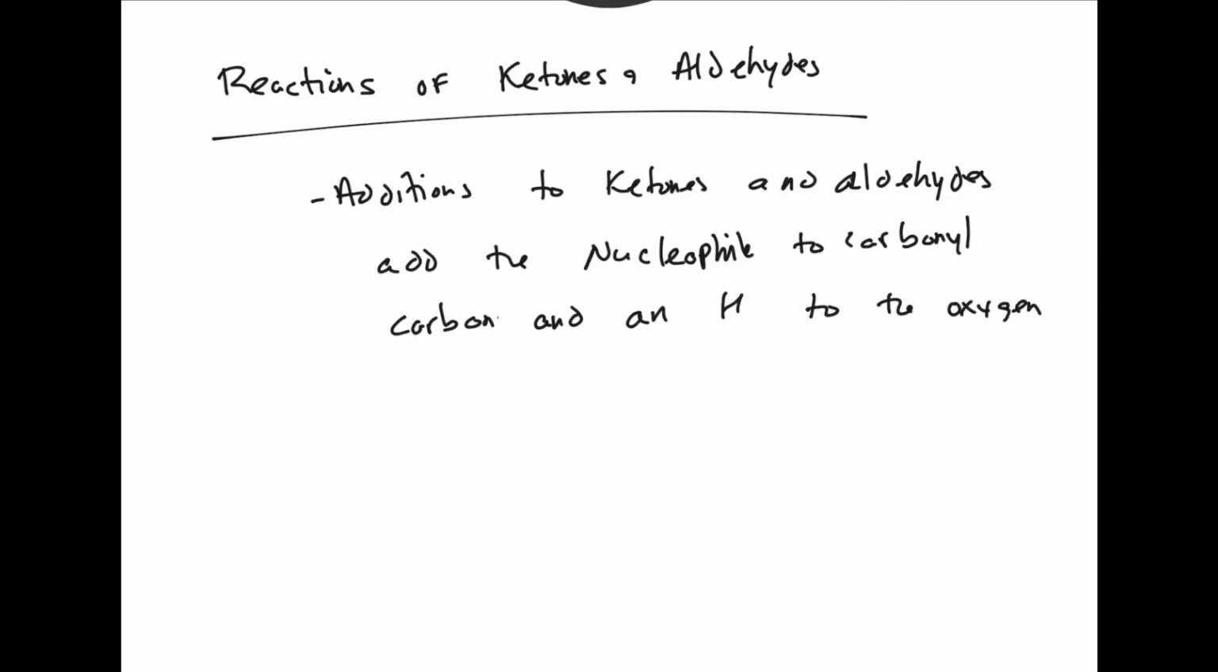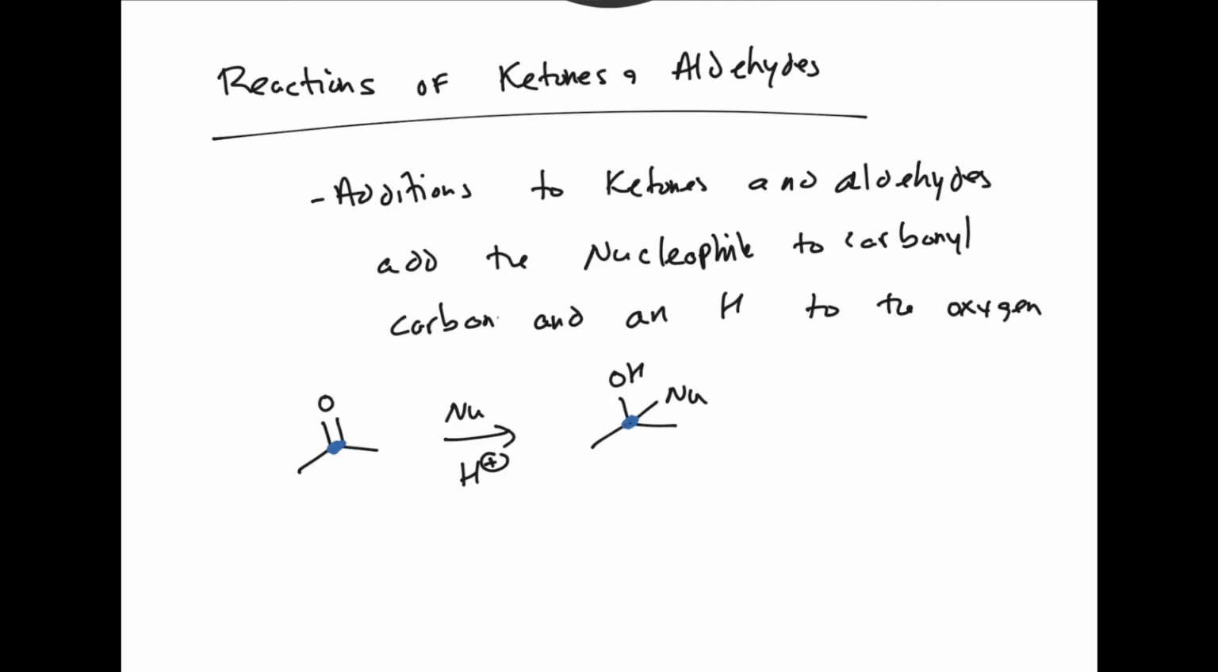Right, all of these additions to ketones and aldehydes, regardless of the mechanism, kind of come down to doing the same thing, which is you have your ketone or aldehyde, you have a nucleophile, and you have a hydrogen. And in the end, you end up adding the nucleophile to the carbonyl carbon, right? And you add a hydrogen to the oxygen. So effectively, you're adding H and Nu across your double bond, right?